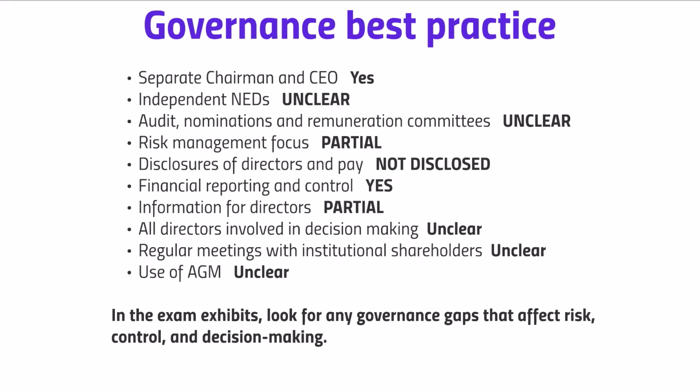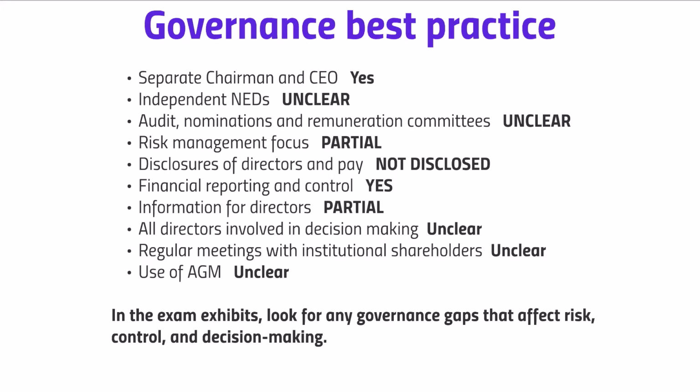Items 2 and 3 are unclear. 4 NEDs are present, but the pre-seen gives us no information about their backgrounds, independence from management, or committee assignments. And items 4 and 5 are partial, not disclosed. So we know a sustainability committee exists, but the broader risk framework isn't described, and director's pay isn't mentioned at all. There we go to our next group of items.